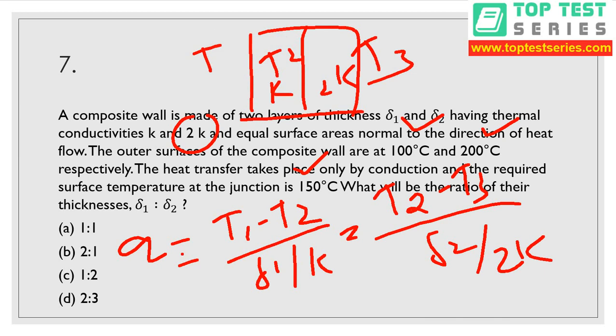I hope you got my point. Now put the values and get the answer. Very simple question, not difficult. So T1 minus T2 is what, my dear? 50. And T2 minus T3 is what? 50. K get cancelled, right?